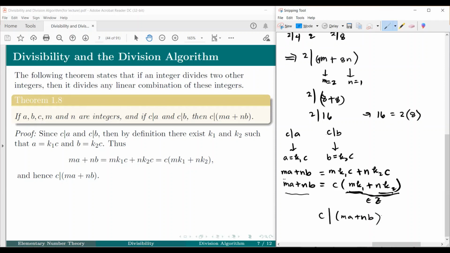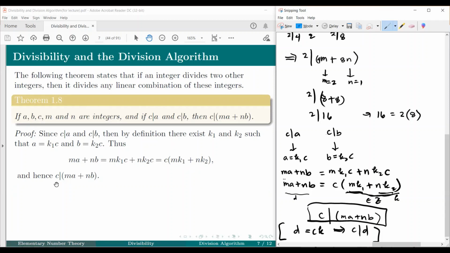Recall that if we have, for example, D equals CK, this is our D, this is C, and this is our K. So from the definition, we can write C divides D. And now, C divides this D, MA plus NB, by using our definition. So we're done with our proof.